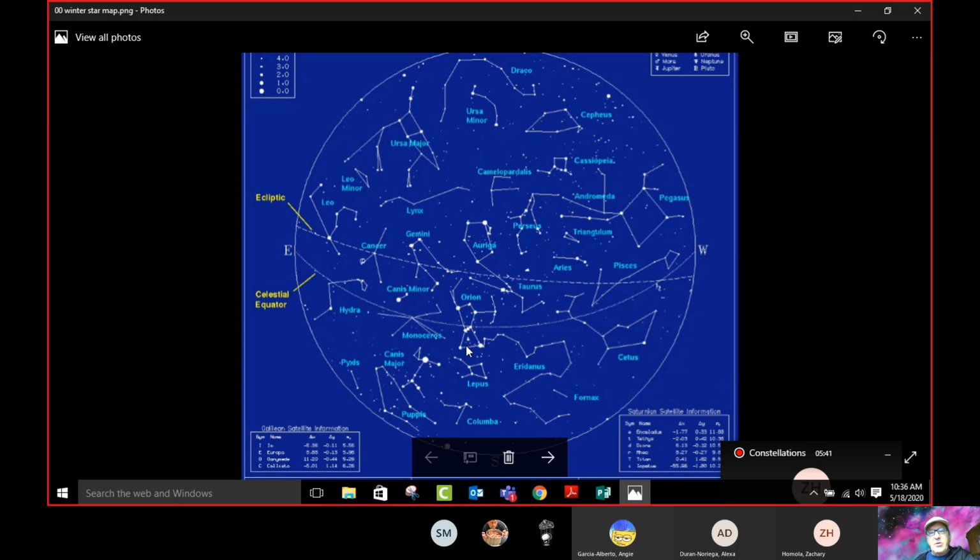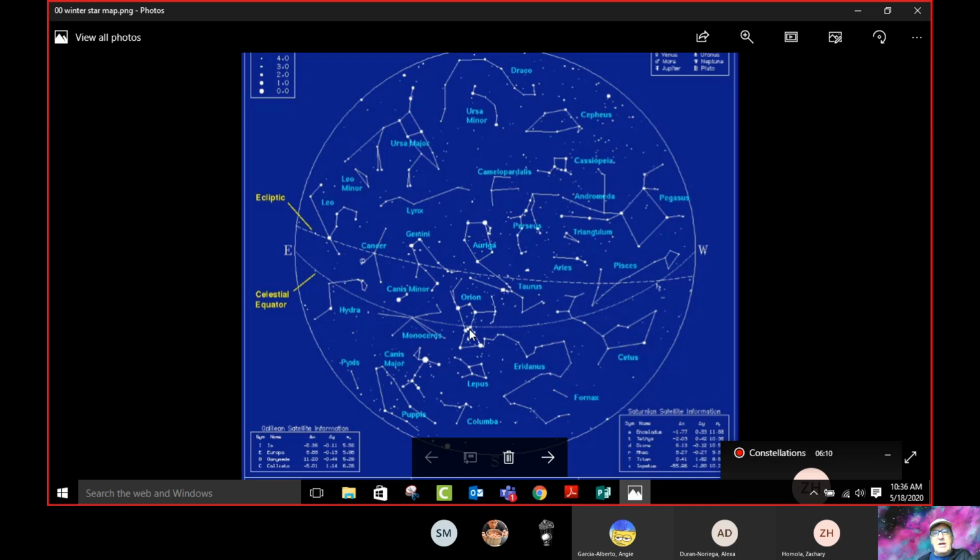Down here, you might know the constellation Orion, the Hunter. Here's his belt. Now, this line is what we call the celestial equator, and it's an imaginary line in the sky that is formed by extending the Earth's equator out into space. So you can see that Orion is right on the equator.